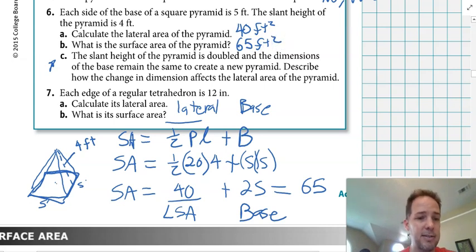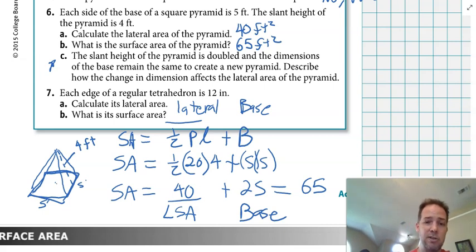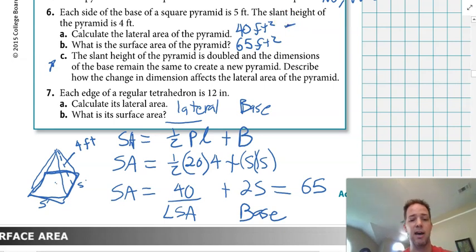Okay, next question says the slant height of the pyramid is doubled and the dimensions of the base remain the same to create a new pyramid. Describe how the change in dimension affects the lateral area of the pyramid. Okay, so let's say that I double the height. So the original one was 4. What happens if I double this to an 8?